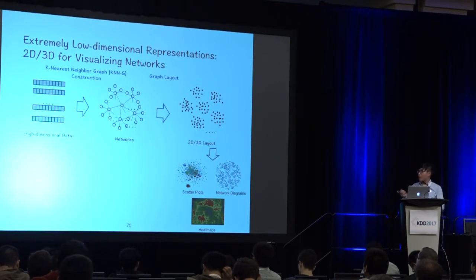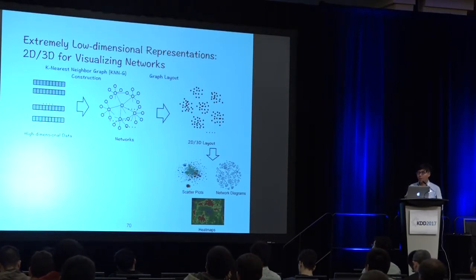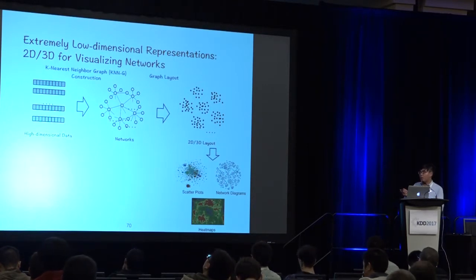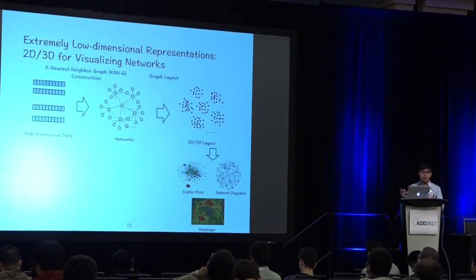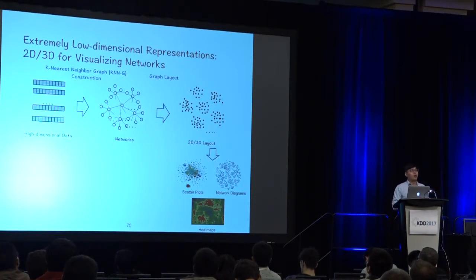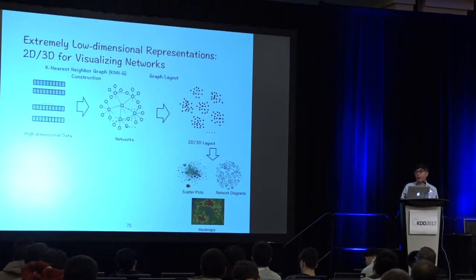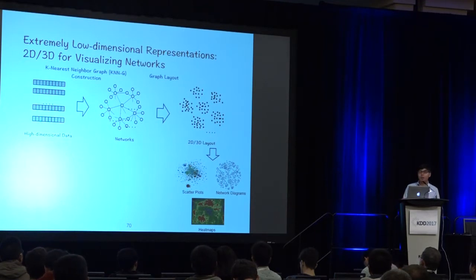And actually, this can be generalized to visualize any high dimension data as long as we can construct networks from the high dimension data. Here, we can construct the k-nearest neighbor graph from the high dimension data, and then visualize the k-nearest neighbor graph in two-dimensional or three-dimensional space. These low-dimensional representations are very useful for understanding high-dimensional data and networks, because they can be used for building very advanced visualizations such as scatter plots, network diagrams, and heat maps. Okay.